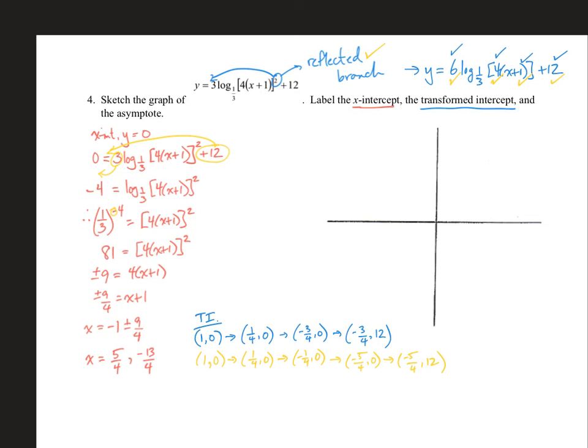The only last thing to deal with is our vertical asymptote, and our vertical asymptote is probably the easiest thing to come by. A vertical stretch by a factor of 6, no change. A horizontal stretch by a factor of 1/4, no change. Shifting it up 12, no change. The only thing that's going to affect it is the shift to the left 1.